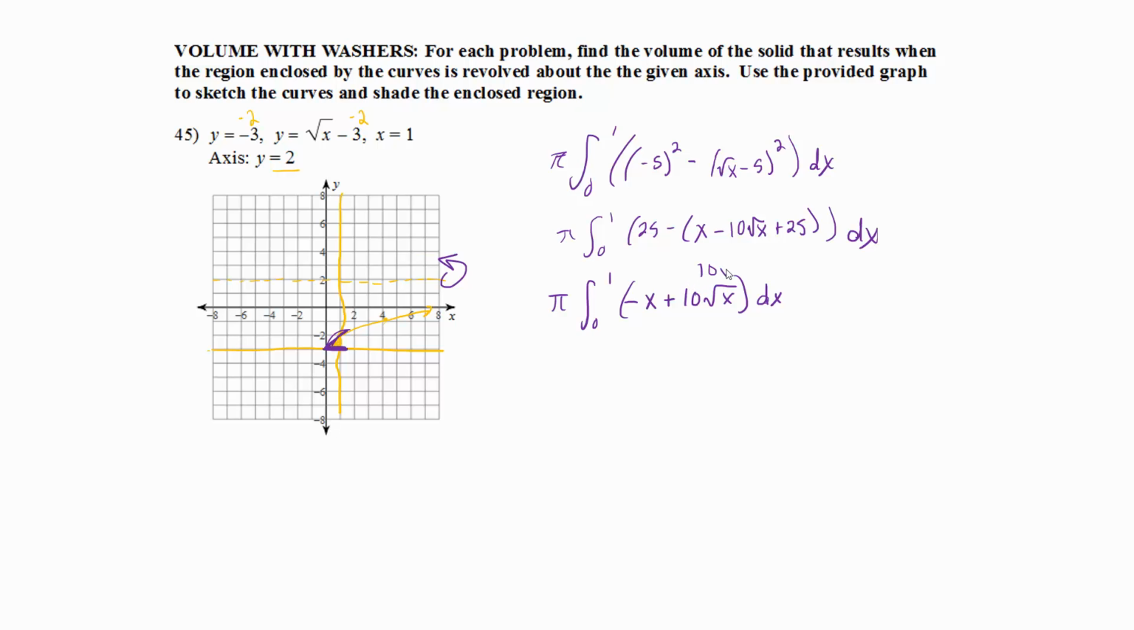Remember that this is 10x to the 1/2, and we're going to power rule. So I don't need that anymore. This is -x squared over 2 plus 10x to the 3/2 over 3/2. We're plugging in 1 and 0. So we really just need to plug in the 1, and that will give us 37/6 pi. So that's our answer, and that's the whole review.